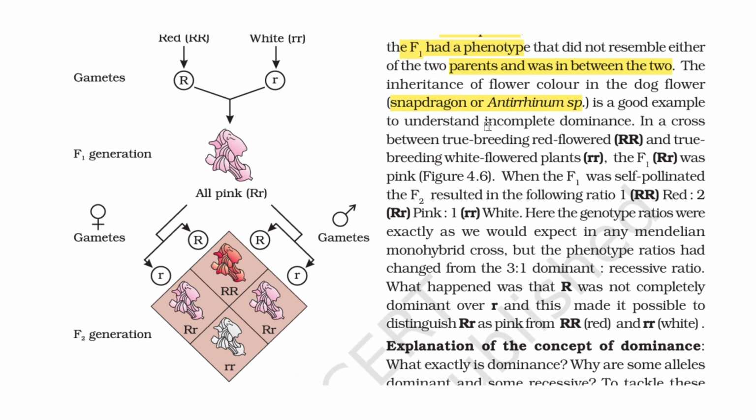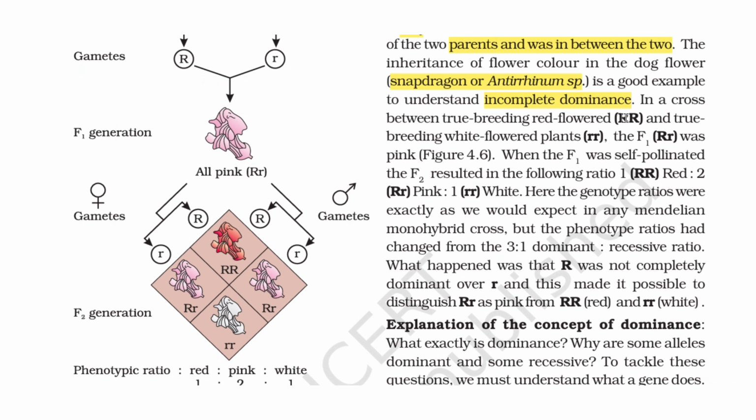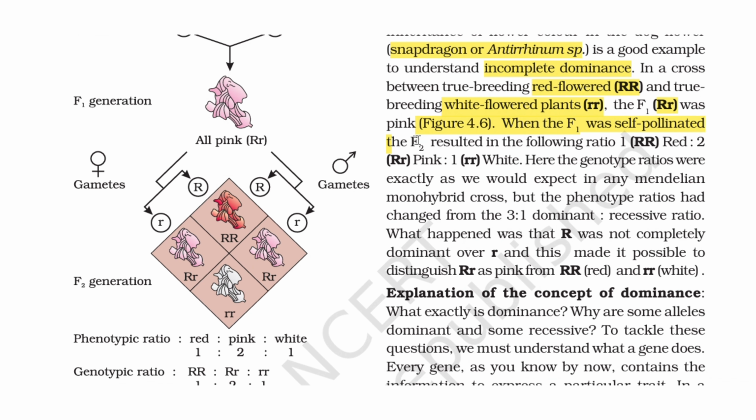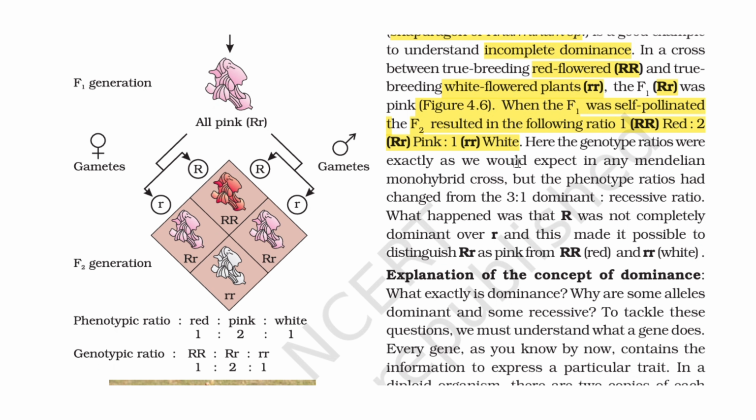is a good example to understand incomplete dominance. In a cross between true-breeding red-flowered, RR, and true-breeding white-flowered plants, rr, the F1, Rr, was pink, figure 4.6. When the F1 was self-pollinated, the F2 resulted in the following ratio: 1 RR red, 2 Rr pink, 1 rr white.